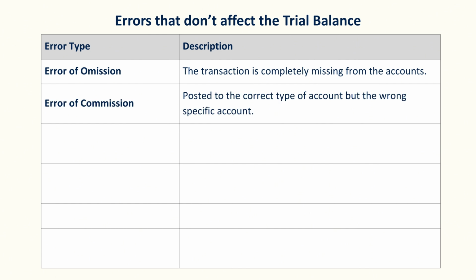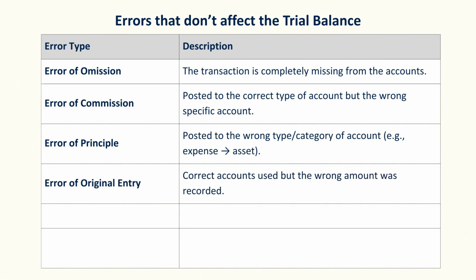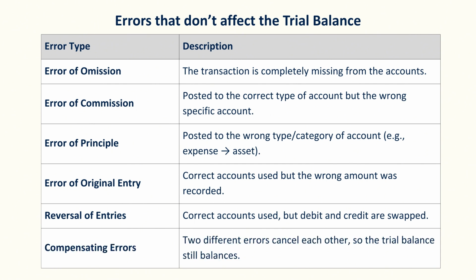Error of commission. The right type of account was used, but the wrong specific account, such as choosing the wrong expense account. Error of principle. The transaction went to the wrong category of account, for example, treating an expense as an asset. Error of original entry. The correct accounts were used, but with the wrong amount. Reversal of entries. The accounts are correct, but the debit and credit have been posted on the wrong sides. Compensating errors. Two completely separate errors happen, but they cancel each other out, so the trial balance still balances.